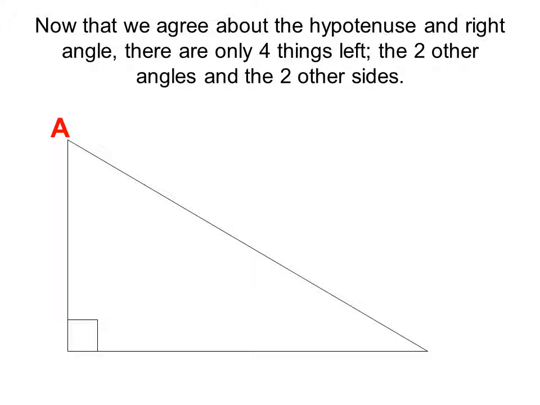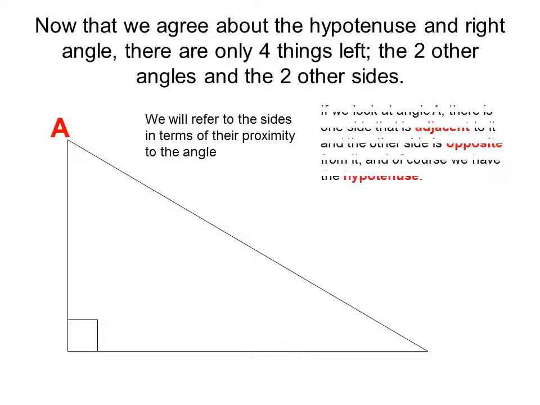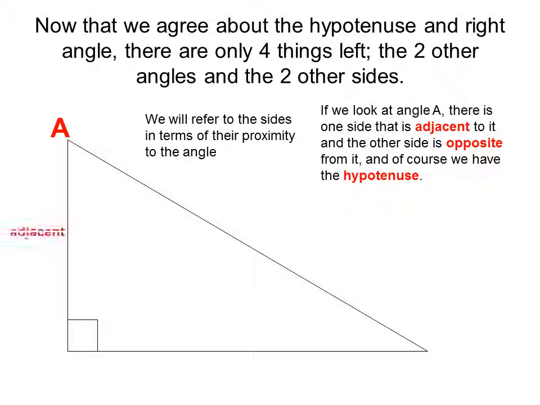Now that we agree about the hypotenuse and the right angle, there are only four things left: the other two angles and the other two sides. We will refer to the sides in terms of their proximity to the angle. In this triangle, if we look at the angle A, there is one side that is adjacent to it and the other side is opposite from it. And of course we have the hypotenuse.